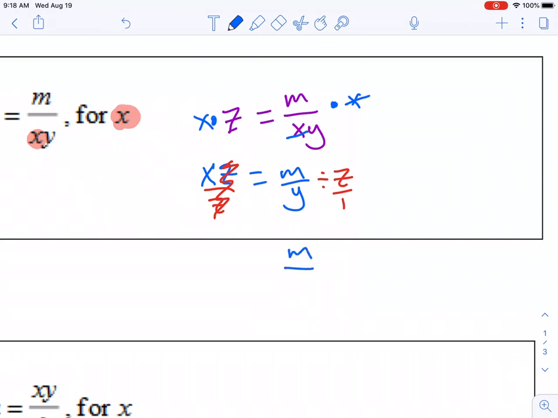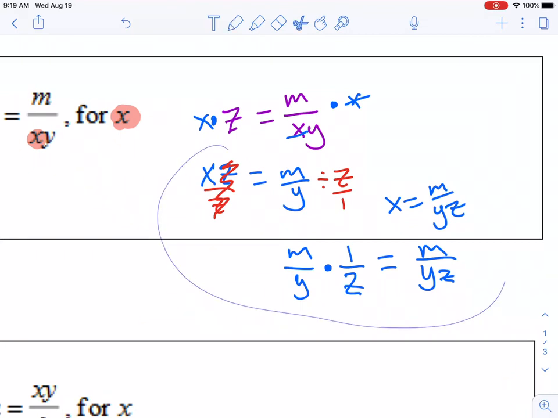So think about this. If I have m over y divided by z over 1, when we divide, we're actually multiplying the reciprocal. So I can think about it like that. And then I can multiply my numerators together, m times 1 to give me m, and y times z to give me yz. So that was all of this I worked out down here and got this. So x equals m over y times z.